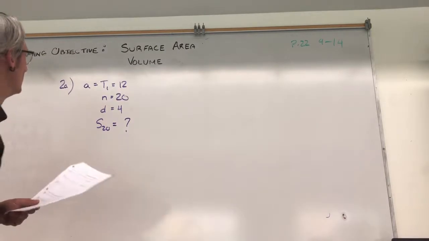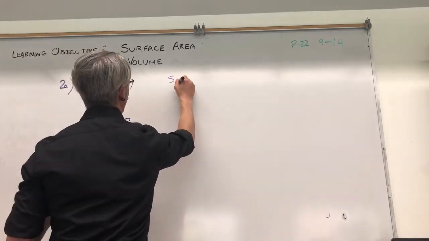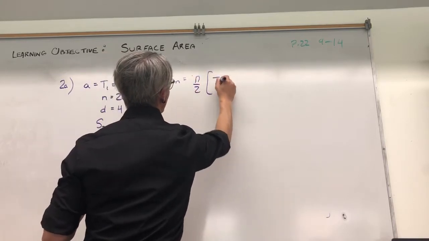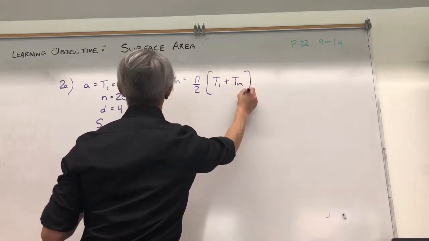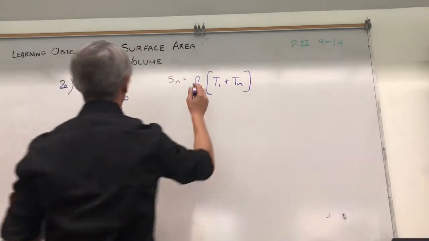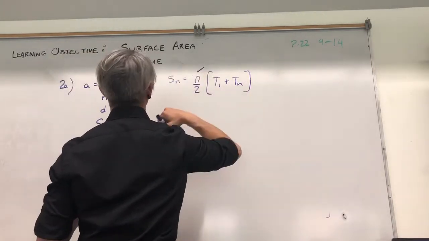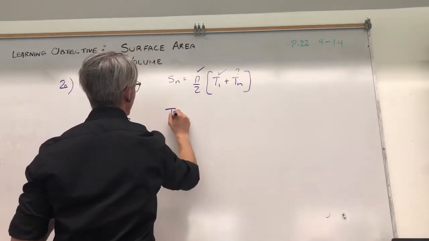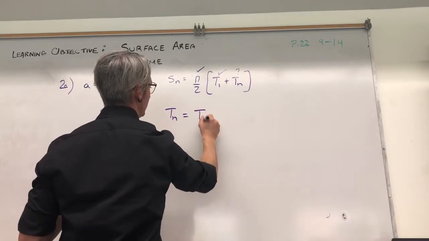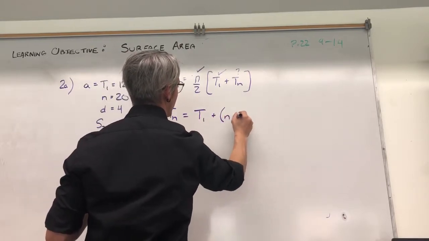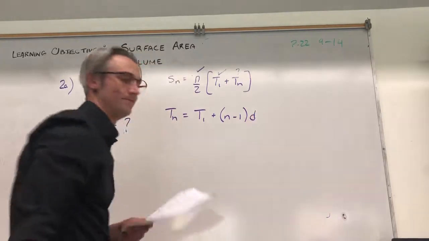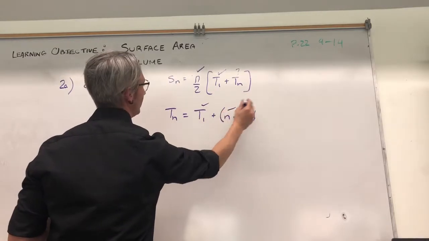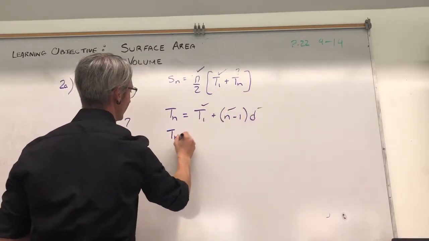Okay? So I go to my equation. Well, Sn is equal to n divided by 2, (t1 plus tn). I know this, but I don't know this, so I can't solve this just yet. But I do have a formula for tn, my other formula: t1 plus (n minus 1) times d. Okay? So I know this, and I know this. Easy peasy lemon squeezy, I can solve this.